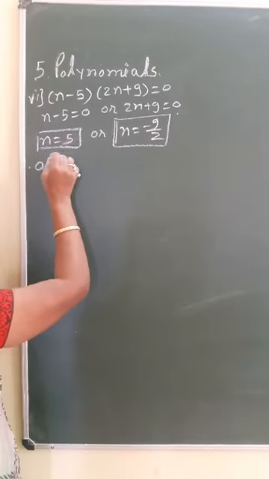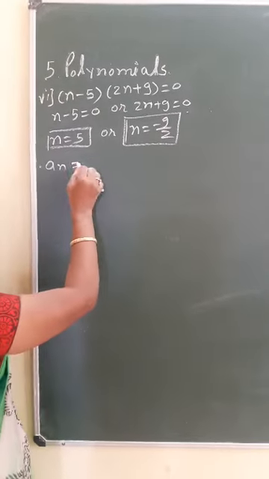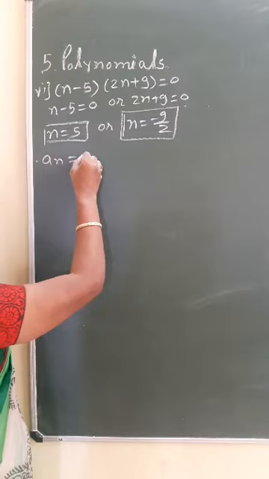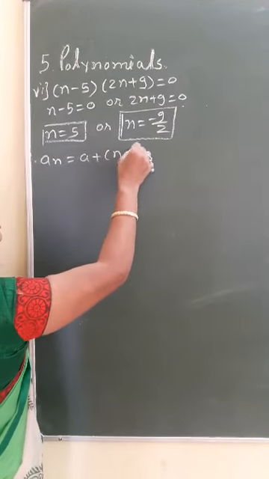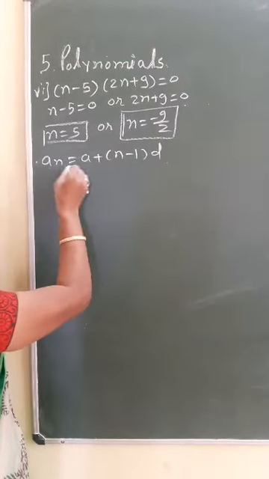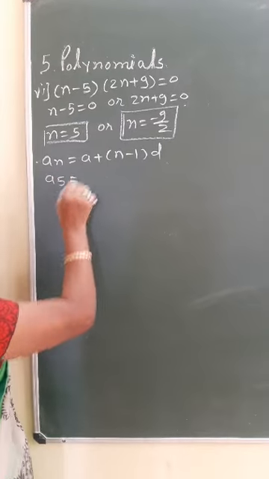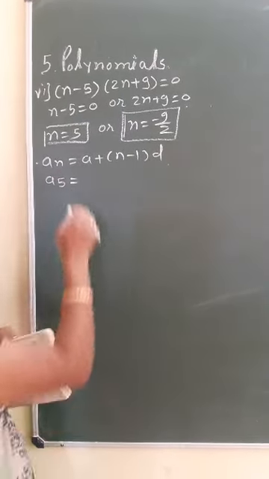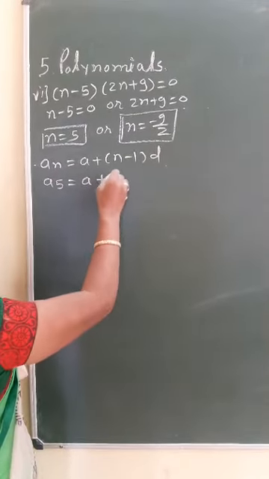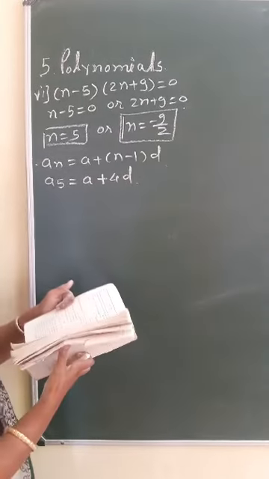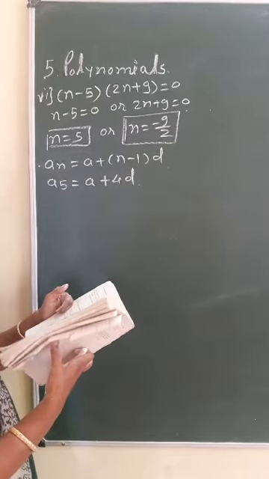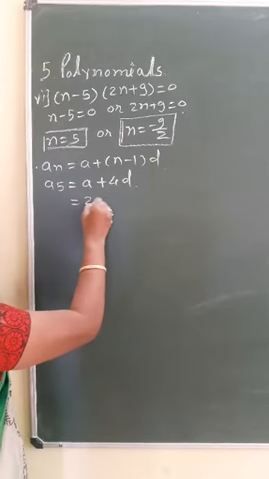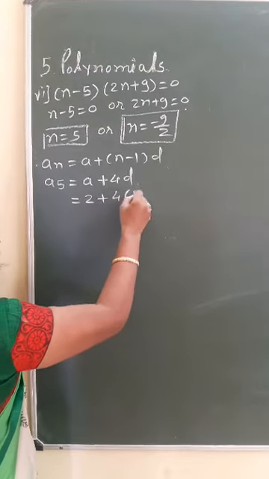Okay. An means, n is equal to 5, means here we can say an is equal to a plus n minus 1 into d. So an means a5 we have to find here. a5 means you will get the formula for a5 is a plus 4d. And what is the value of a given? a is 2 and d is given as 8.